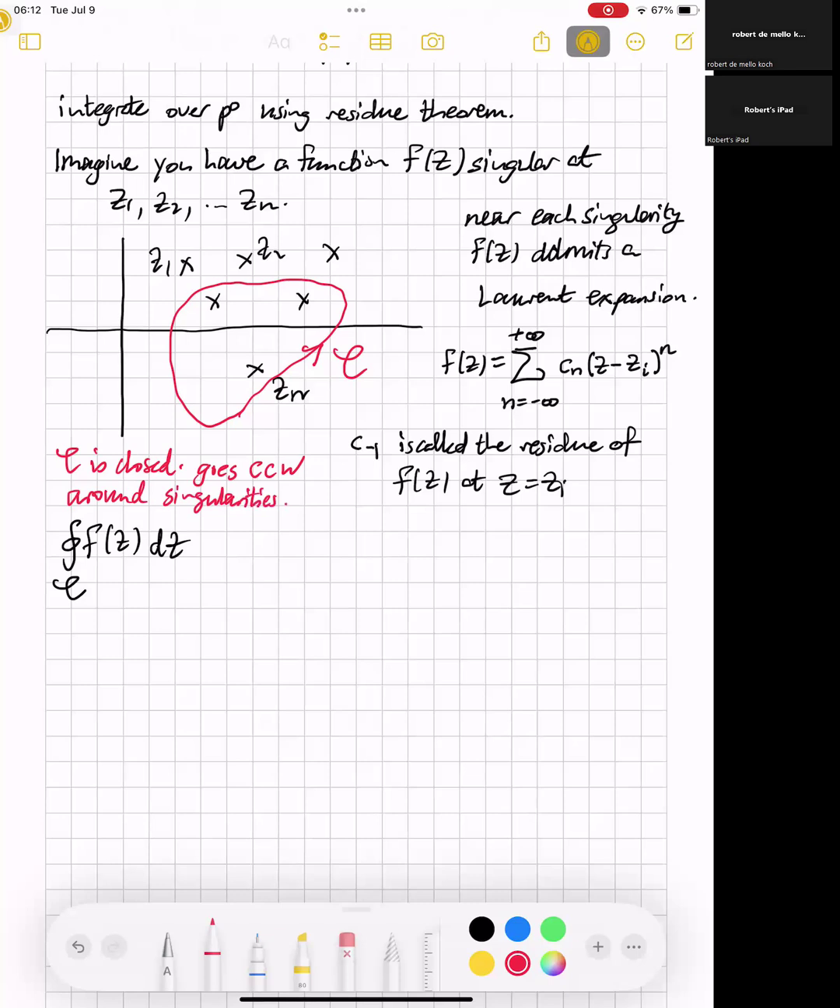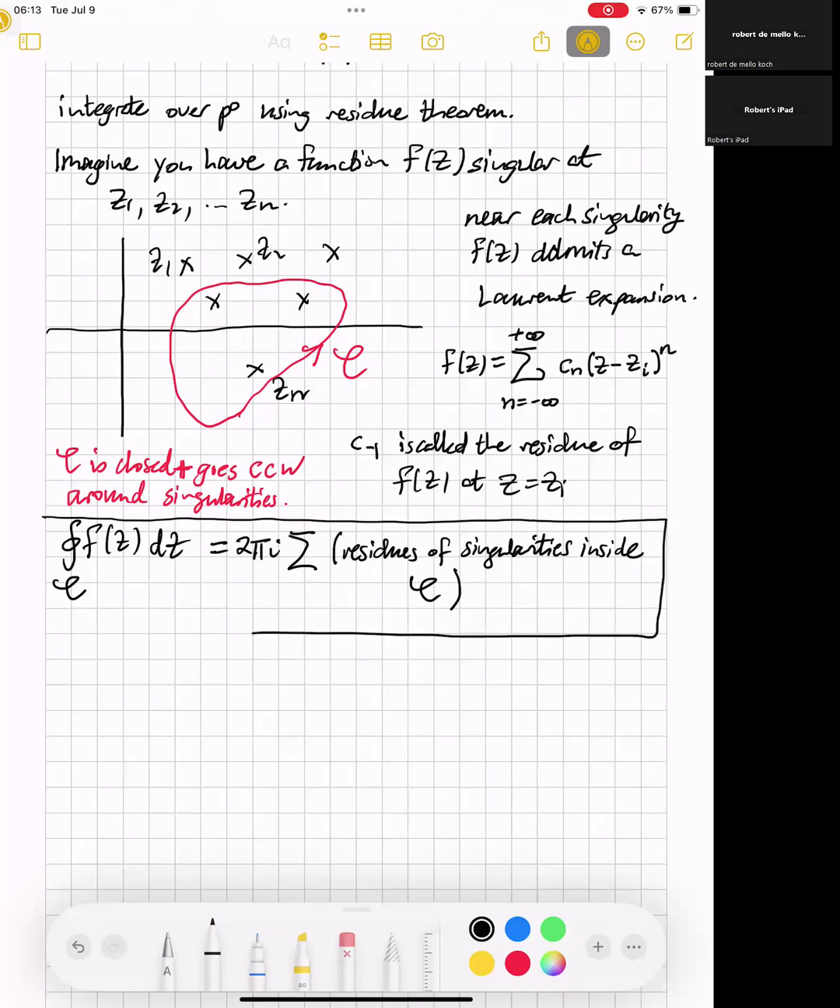So this path C is circling a number of the singularities. It's going counterclockwise around those singularities. Those are the two important things about C: it's closed and it goes counterclockwise around the singularities. What the residue theorem tells us is that the answer for this integral is 2 pi i times the sum of the residues of the singularities inside C. Good. So that's the residue theorem, and we're going to use this.